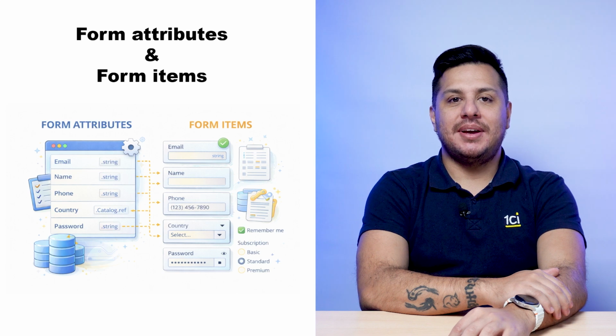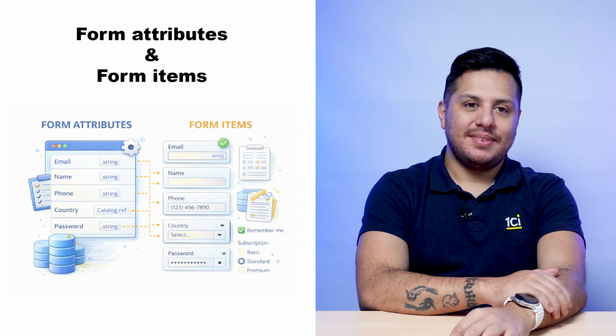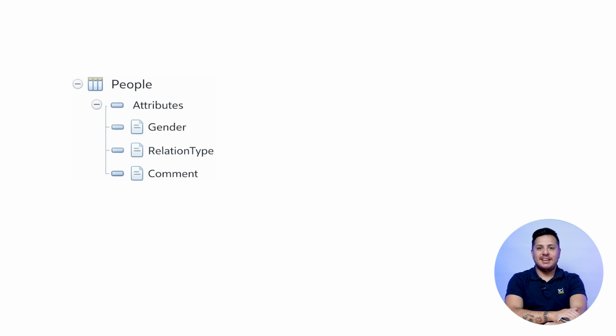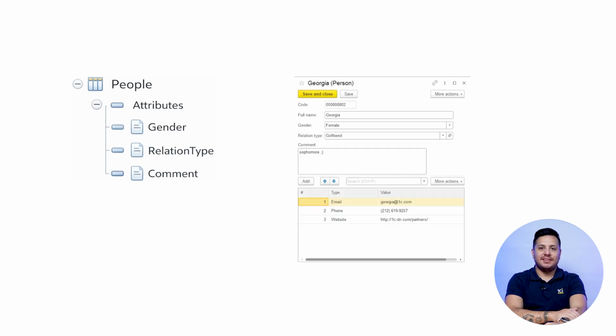Forms are what users interact with most, so understanding how data and interface elements work together is essential. A form is a user interface that displays data and allows users to interact with it. Forms exist for catalogs, documents, reports, and many other objects. Each form consists of data and visual elements.